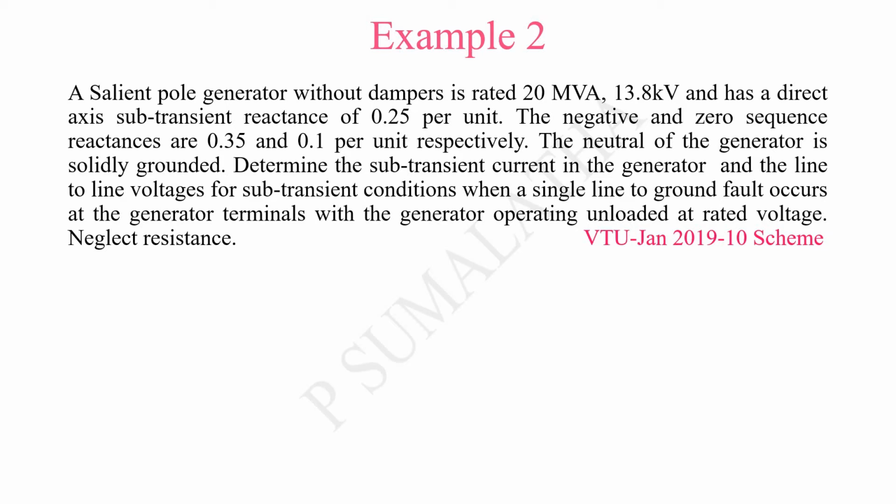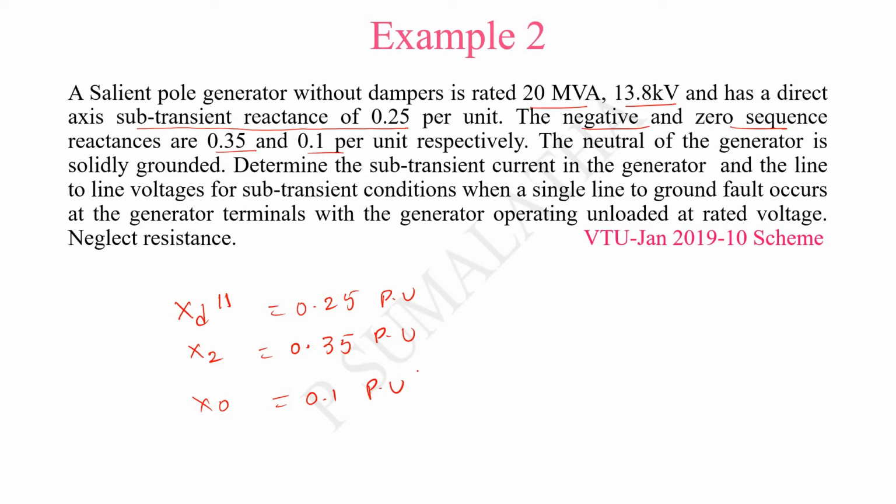It looks to be a very lengthy problem, but it is a direct problem. Only a little bit of extension they have given. Let us see what that is. If you look at the given data, we know the MVA base value, the kV base value, and the direct axis subtransient reactance X" of 0.25 per unit. The negative sequence reactance is 0.35 per unit and the zero sequence reactance is given as 0.1 per unit. The neutral of the generator is solidly grounded.